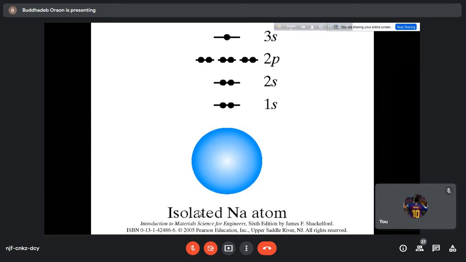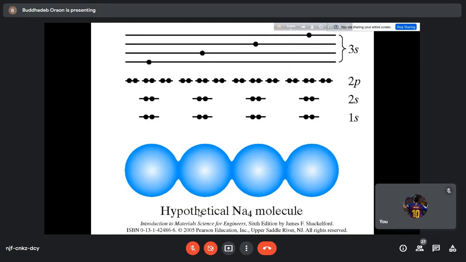Obviously, at the 1s level, since we have 2 electrons, these electrons will have the energy level around somewhere here, and the next higher energy level will be at 2s. So these electrons in the 2s subshell will have some energy level, and then also 2p and finally 3s. So in total you have 11 electrons in a sodium atom, and accordingly they have discrete energy levels. An isolated atom will have discrete energy levels of electrons.